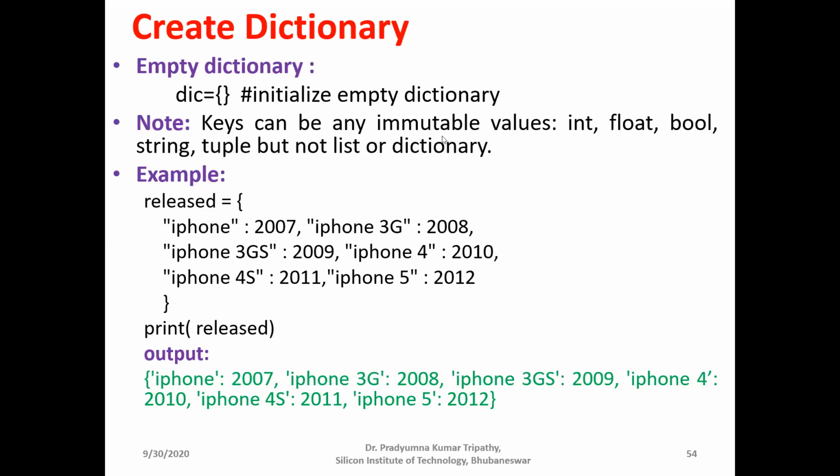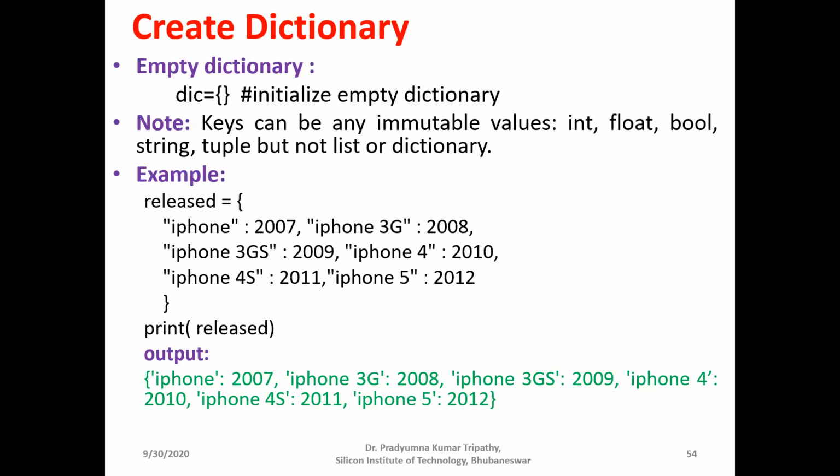The keys can be any immutable values. Whatever we take as key, the key can be any immutable value which cannot be changed, like integer, float, boolean, string, tuple. But we cannot take a list or dictionary as the key. Why is it so? Because these are mutable. So mutable data types cannot become a key.